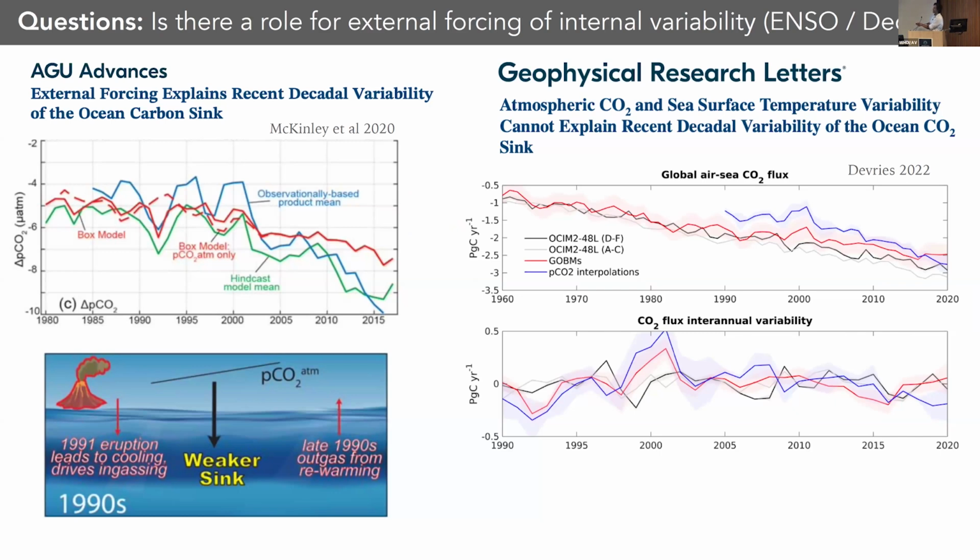There's this open question of what's causing the weaker sink during the 1990s and the acceleration of the carbon sink after 2000. A paper by Gale and McKinley shows, using a box model, that if you take changes in the atmospheric carbon content and the volcanic SST cooling effect, you can essentially reproduce this decadal variability. Two years later, there's a really nice rebuttal by Tim DeVries that uses a different model and shows that if you add these two effects, you don't really get that much variability on these timescales. So I think this question is still open.